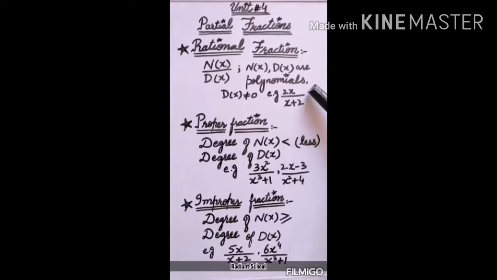Now further, we divide the rational fraction into two types. A rational fraction is either a proper fraction or an improper fraction. There are two types of rational fractions: the first one is proper fraction and the second one is improper fraction. Now we'll discuss what a proper fraction is.